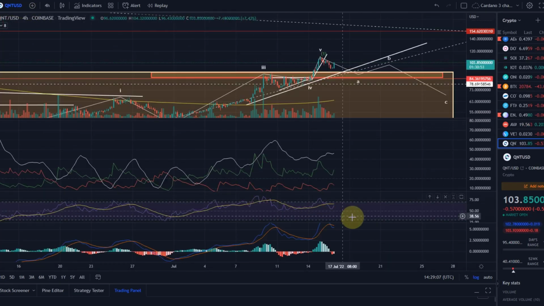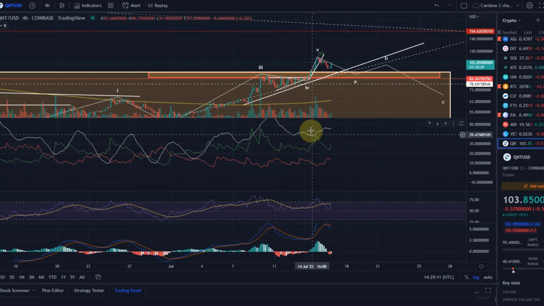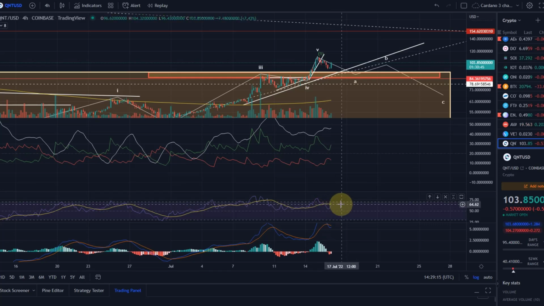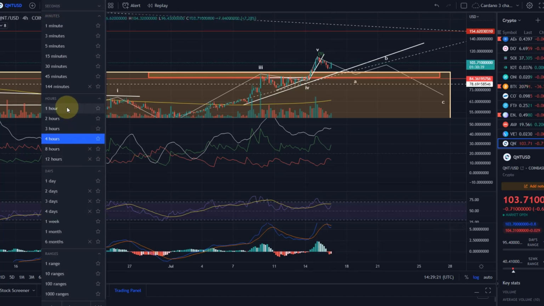So if you go to the 4-hour, you can already see this. It started to move together. The ADX entered the I line. The RSI went lower, but it's still holding above 50. And the MACD made a bearish crossover here. So that's a first sign that things might be changing.